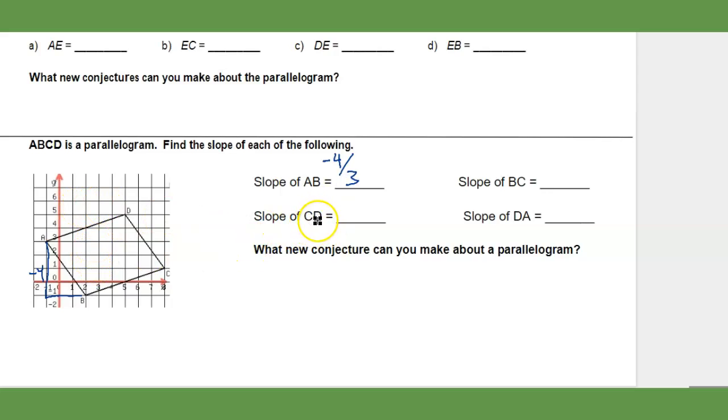The slope for CD, or actually let's go BC. So for BC, the rise is 1, 2. The run is 1, 2, 3, 4, 5, 6. Okay. It's also equal to 1/3. And go ahead and find the slopes for CD and the slope for DA and see what you notice about the values here. And then write that down formally here as a conjecture. The slope values for opposite sides of a parallelogram are what?